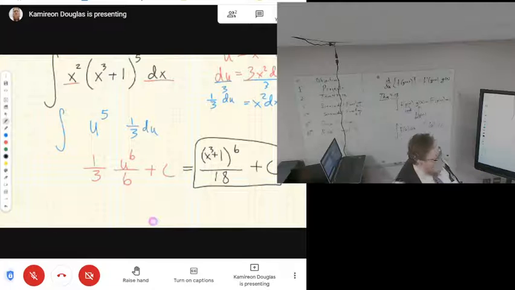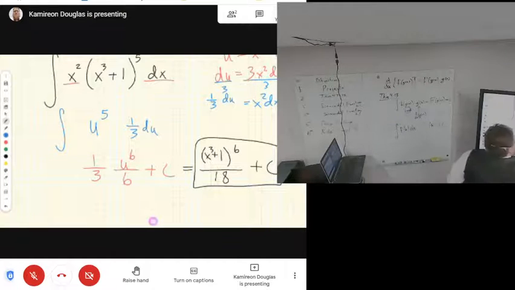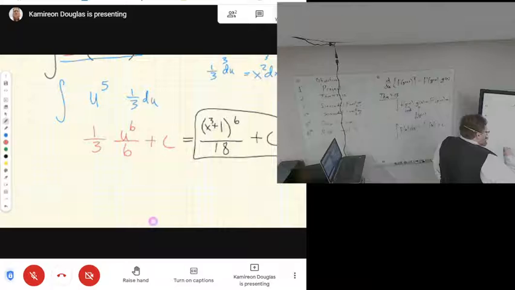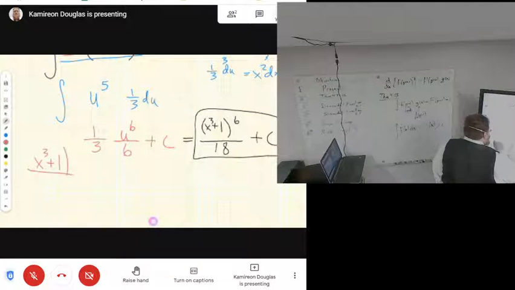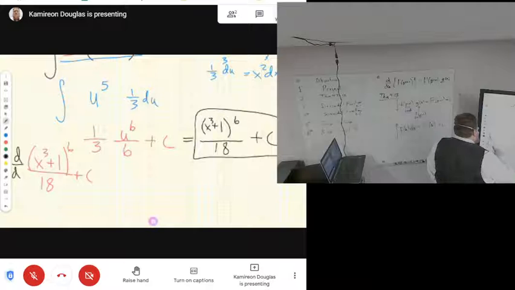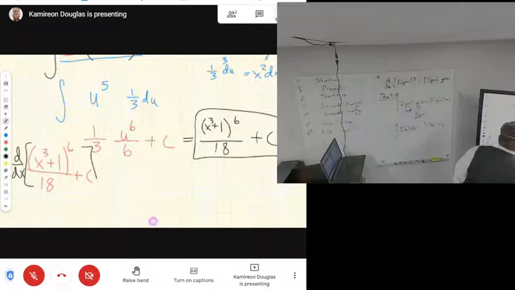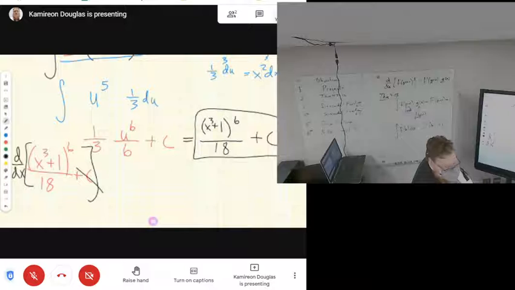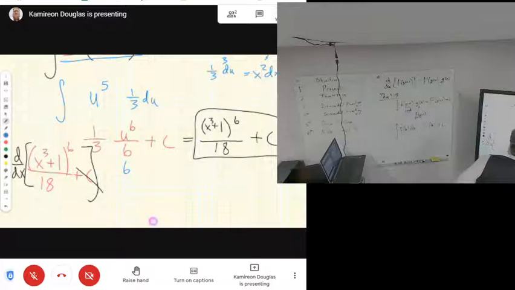All right, let's verify these are the same. So I propose to you that this is the derivative of that function. Let's verify that. I take x cubed plus 1 to the 6th power over 18 plus c. I'm going to take this function and do the derivative. Well, first of all, the c will disappear, as it should. Now what happens? Well, power rule. So the 6 would move out front.